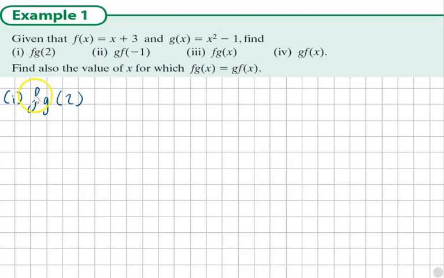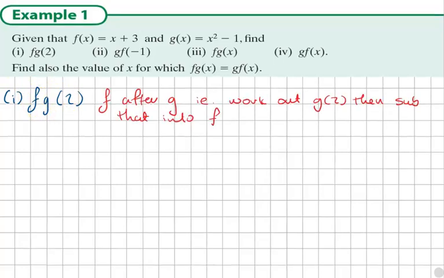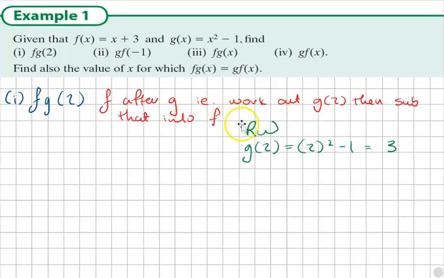Part 1, f after g of 2. F after g, i.e. work out g of 2, then sub that into the function f. So our rough work, or W stands for rough work, g of 2. We go up to our g of x function, which is x squared minus 1, so we replace that x with a set of brackets and put 2 into the brackets, which gives us 2 squared minus 1, which is 3.